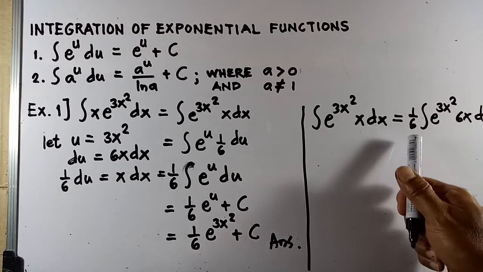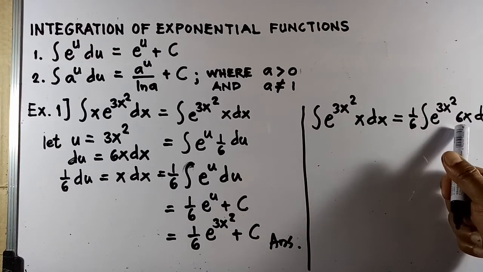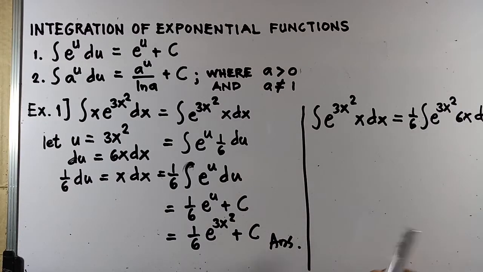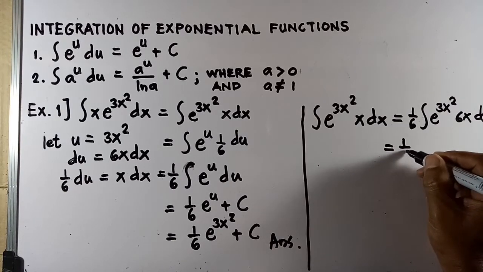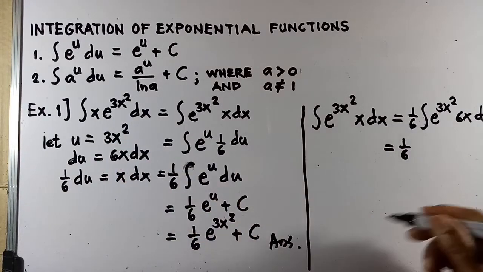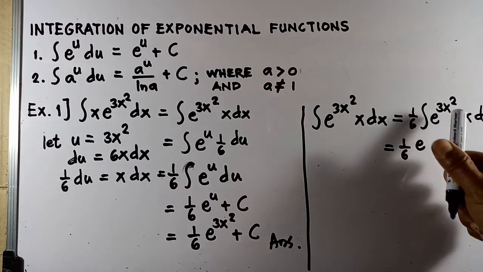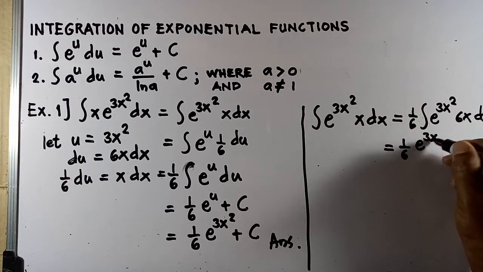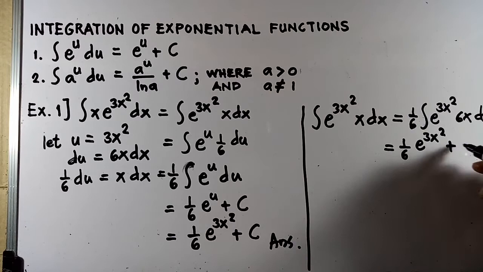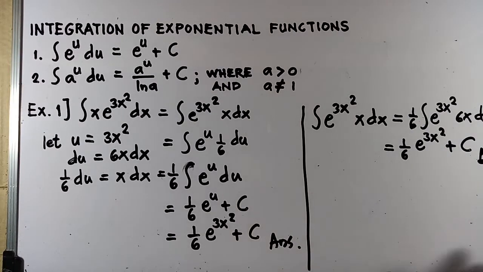So meron na tayo ngayong 1 over 6 integral of e raised to u du. So integrable na ito. So magiging 1 over 6, so applying the formula, ang sagot natin ay e raised to u. At ang u natin ay yung 3x squared. And then plus c. And this is now our answer using the shortcut method.